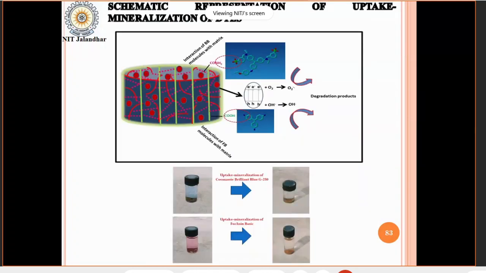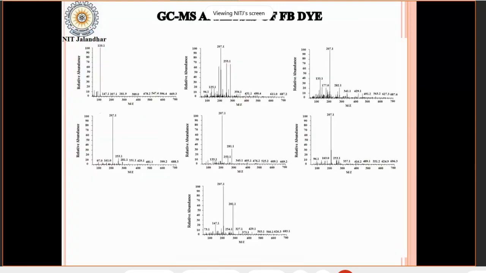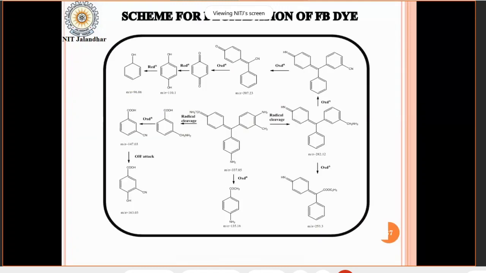And this is a mechanism. We have a device here showing how they can be used. And this is the GCMS analysis of the dyes after degradation. Yes, GCMS analysis of the dye FP after degradation.